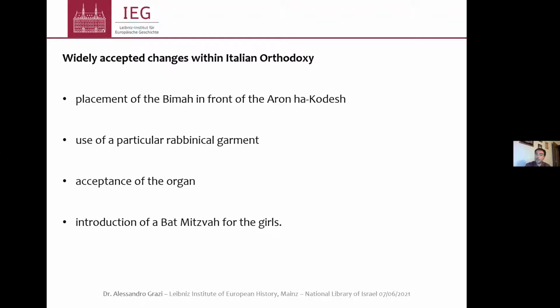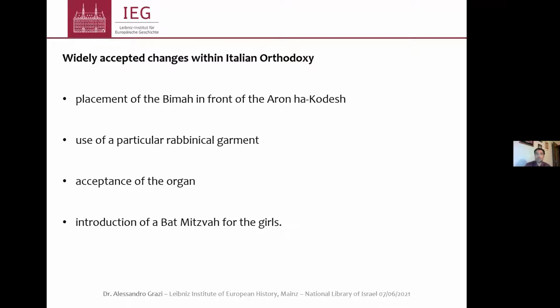Independently from the institutional success of the reform projects proposed by a part of the Italian Jewish intellectual elite, lay and religious, this wind of change inevitably invested orthodoxy as well and favored changes within it too. On a general liturgical level, for instance, some changes became widely accepted, such as the placement of the bima, the pulpit, in front of the Aron HaKodesh, the chamber containing the Torah scrolls, in resemblance of the altar in a Christian church, the use of a particular rabbinical garment, the acceptance of the organ, or the introduction of a bat mitzvah for the girls.